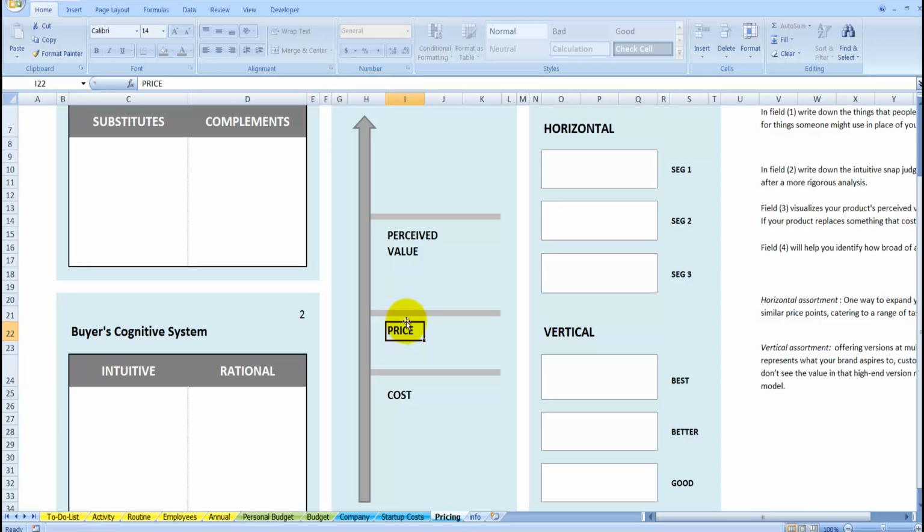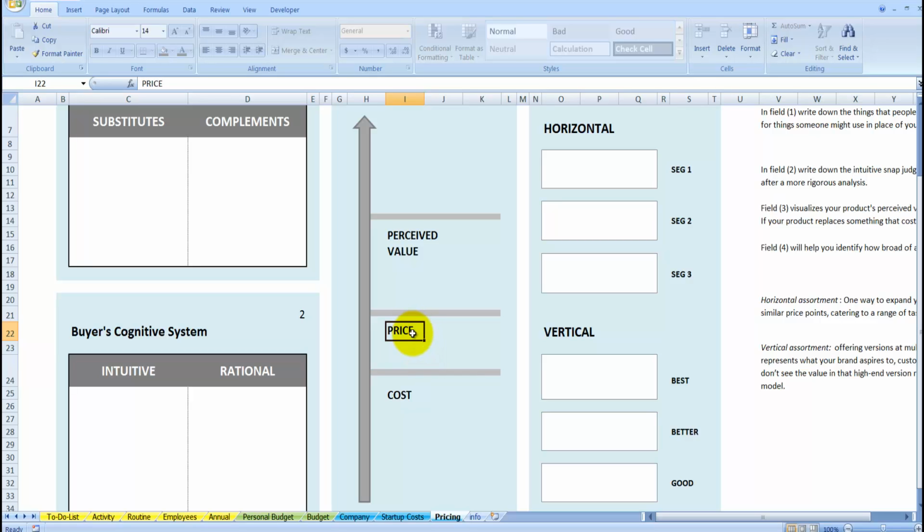If you raise this price bar a bit closer to the perceived value, you will get more profit, meaning that if you keep the cost as it is and you just raise the price closer to the perceived value, the margin between the price and the cost will be larger, and thus your profit will be larger, but chances are you're going to sell less of your products at that price because it will be closer to the perceived value. Of course, if your cost is bigger than your price, that's not good, and basically you're losing money.